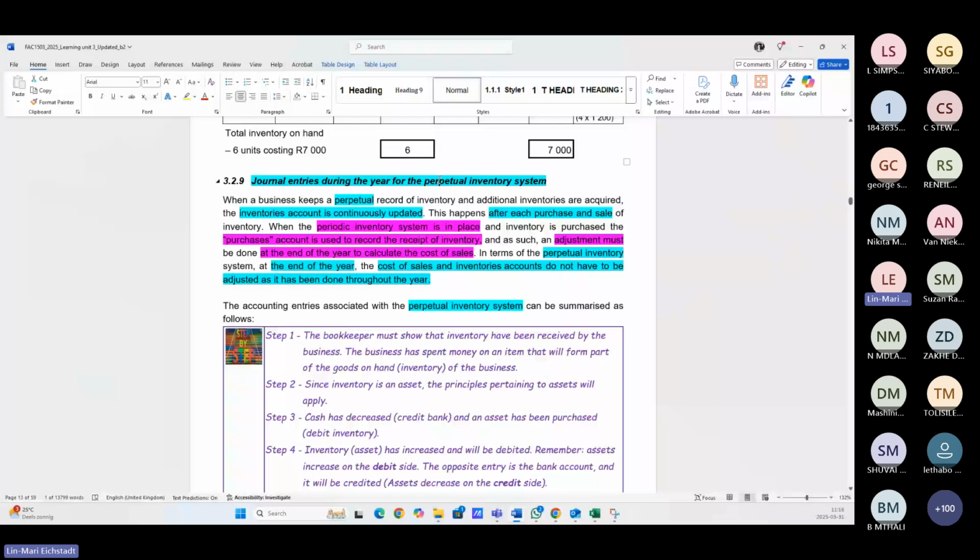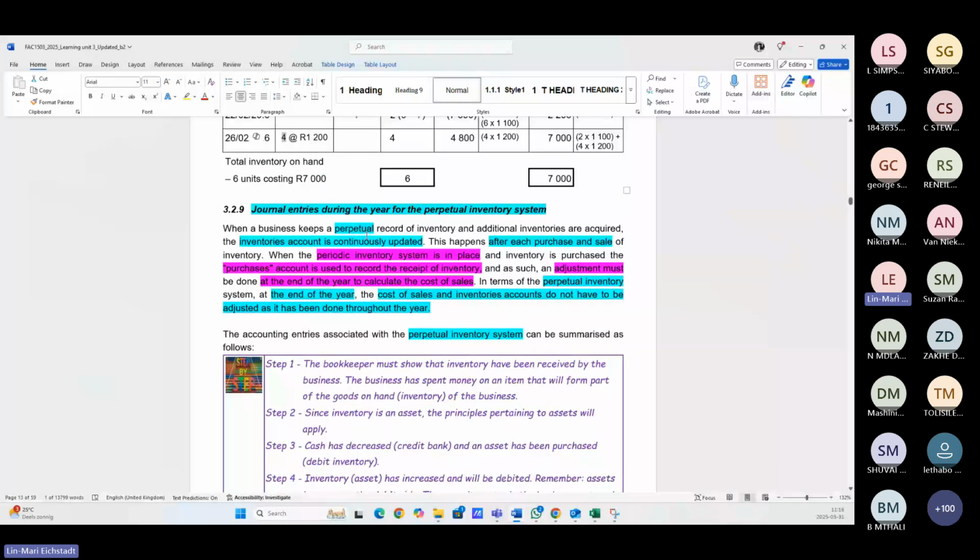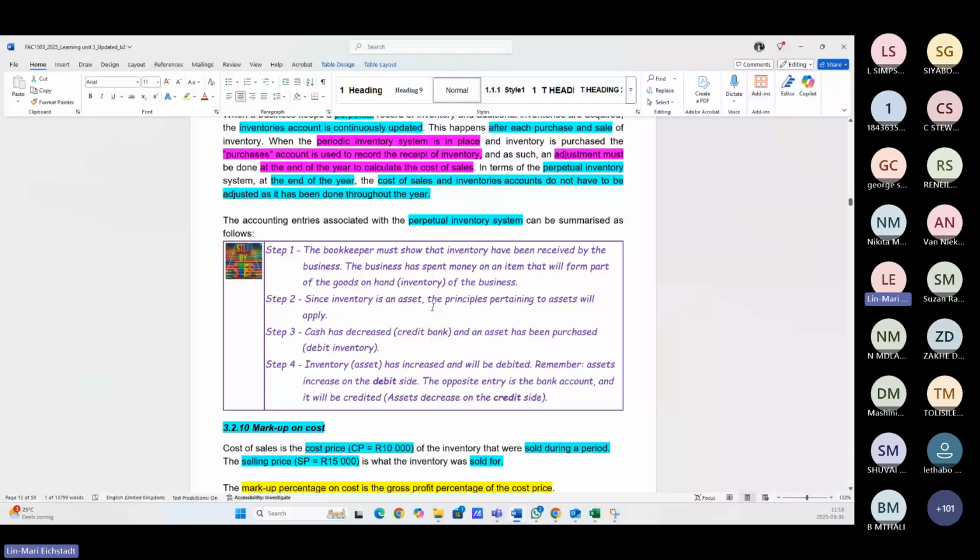So in terms of the perpetual inventory system, at the end of the year, the cost of sales and the inventories do not have to be adjusted, as this has been done before. To get back to our question from our first lecture, should, for example, a stock take be done and there's a difference from the amount on the system, then adjustments could be done, but that is out of the ordinary, if there was a loss or a leakage. But in general, your inventory account always shows the correct amount in the perpetual inventory system.